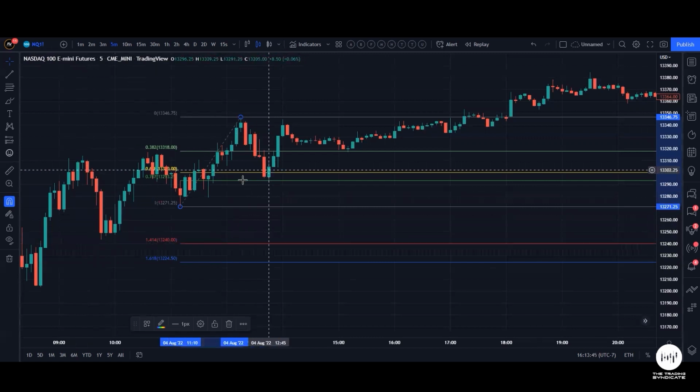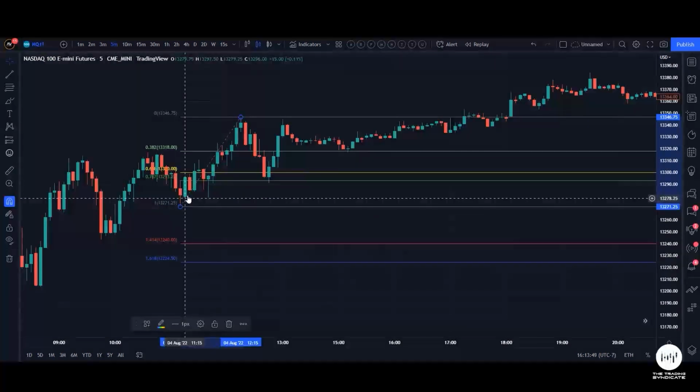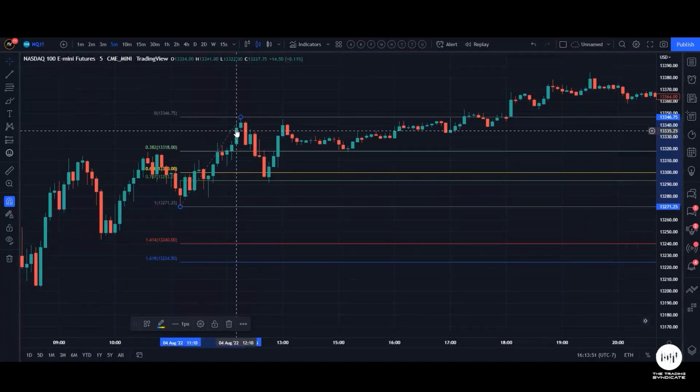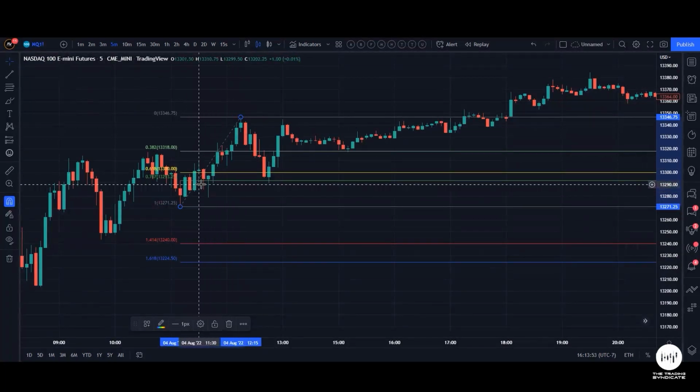So along each of these three streaks, if you would have entered along the 0.618 level, you would have profited quite nicely on a move back to the upside.